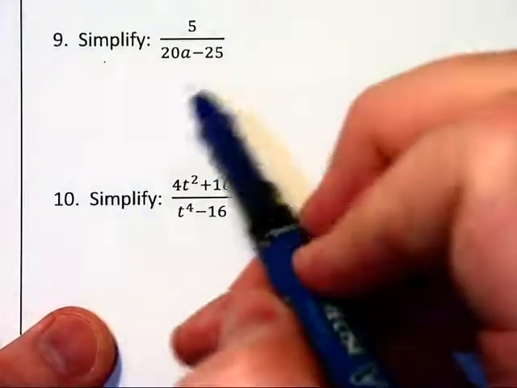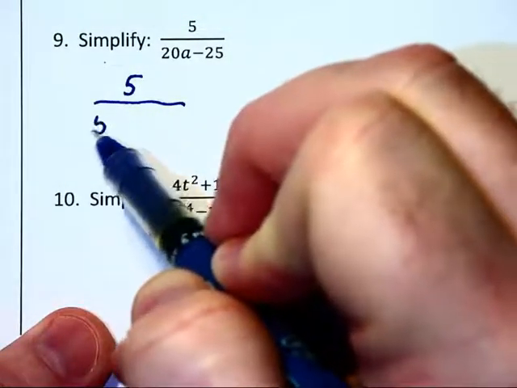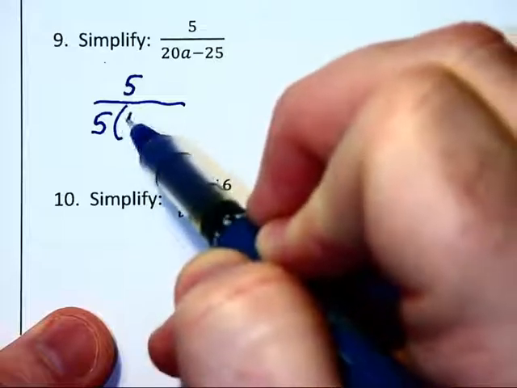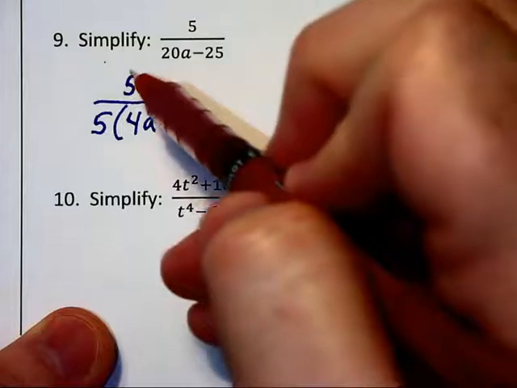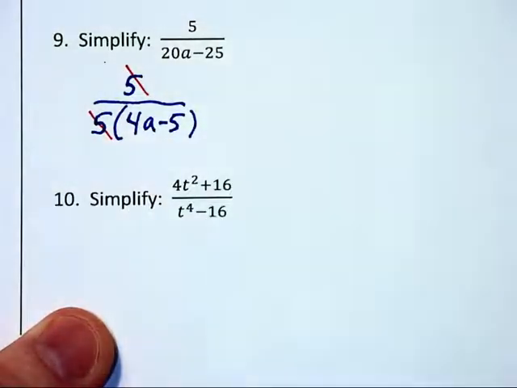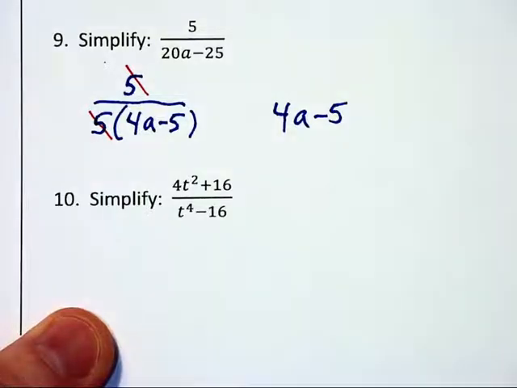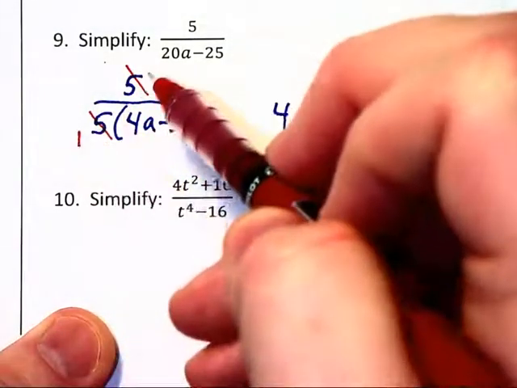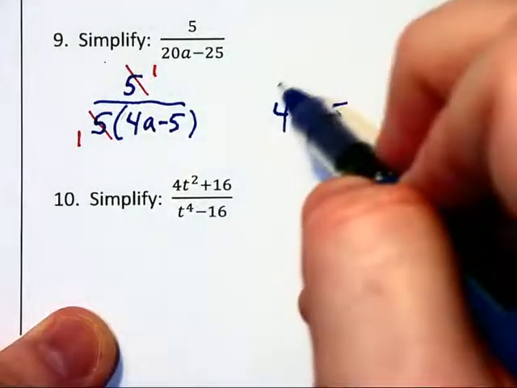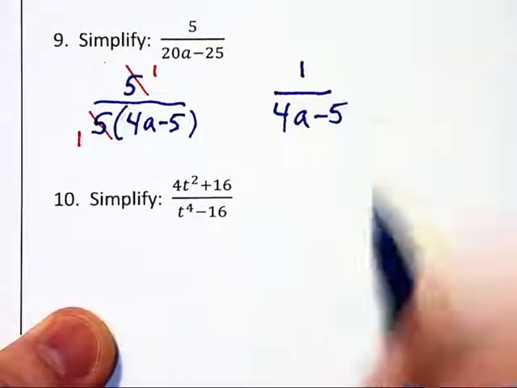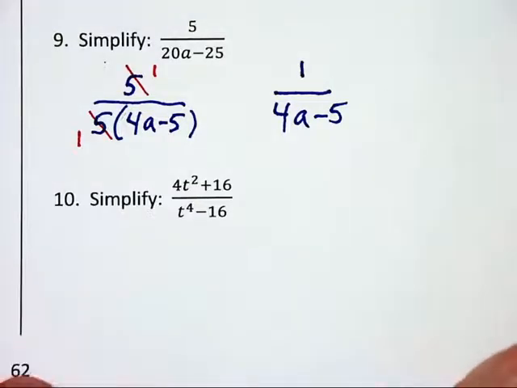In number 9, I notice that my denominator will factor. I can divide out a 5 and be left with 4a minus 5. Now, when I go to cancel my 5's, don't just say, oh, my answer is 4a minus 5. That's wrong. Sometimes we get lazy when we don't put these little 1's there, but technically that 4a minus 5 belongs in the denominator, and you need that 1 as a placeholder up in the numerator to make sure that 4a minus 5 stays in the denominator.